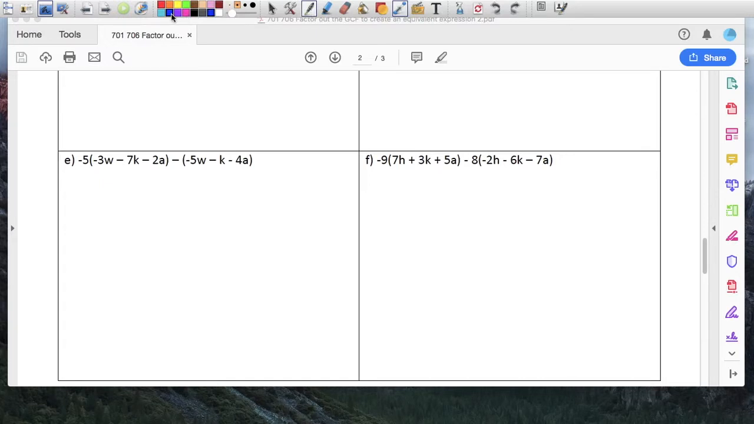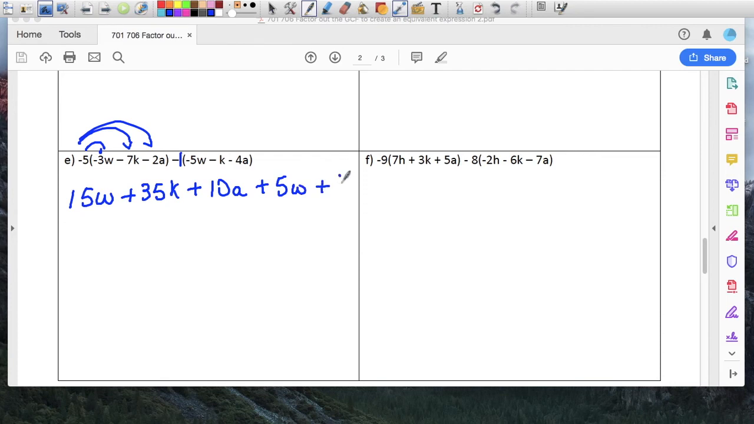Oof, look at the size of this. Alright, so let me start by putting a 1 over here. Now we can multiply. Negative times a negative is a positive, so 15w. Negative times a negative is a positive, so plus 35k. Negative times a negative is a positive, and 5 times 2 is 10a. Negative times a negative is a positive, so plus 5w. Negative times a negative is a positive, so plus k. And negative times a negative is positive, and we just get 4a.